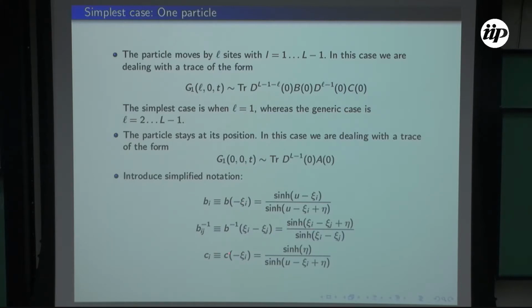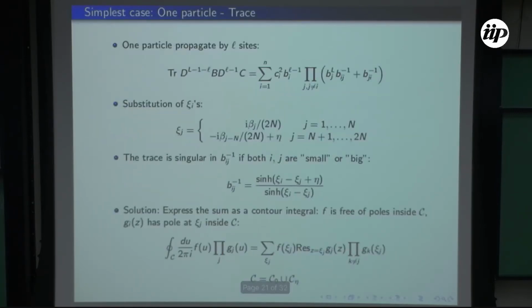These are basically functions of the R matrices. I use some shorthand notation. And also I keep myself general, so if you remember, in the Trotter limit there are different rapidities here, but now I'm just going to keep myself general and call them xi. Under this notation, this trace is easily computed.